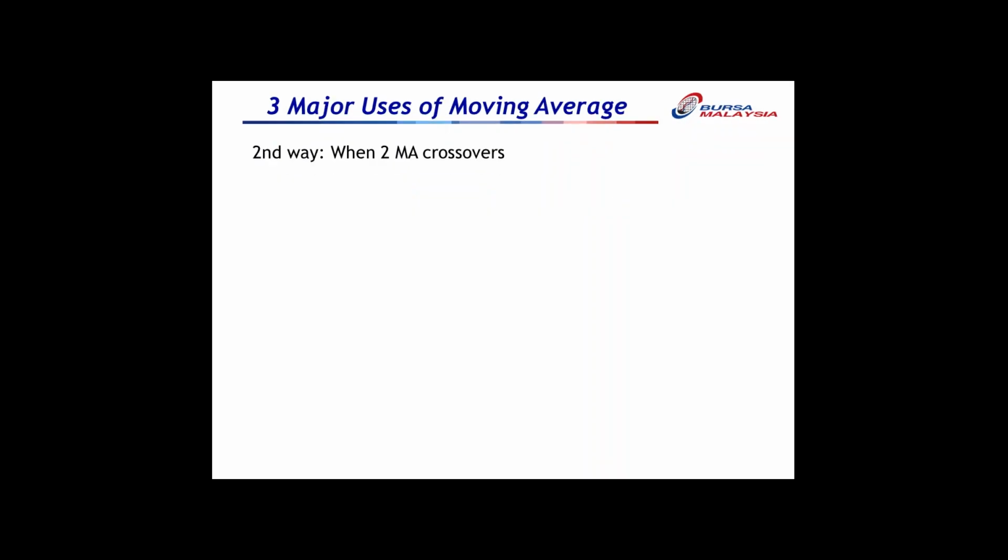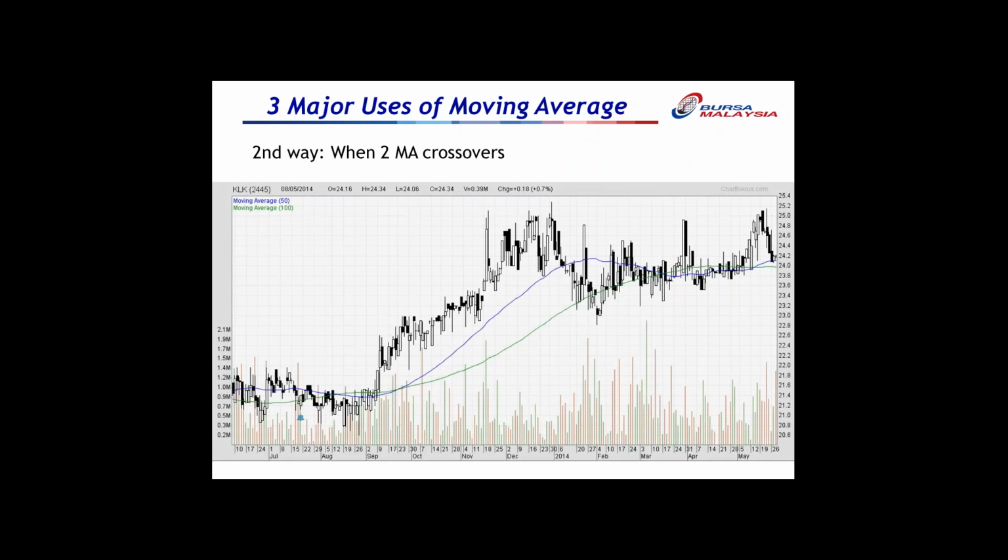And the second way is when the two moving averages cross over. Now in this example, I use two periods. The first period I use is the 50 day moving average. The second period I use is the 100 day moving average. This stock is Kuala Lumpur Kepong, KLK. And if you look at the price, you will notice that when the shorter period, which is the 50 day moving average in this example, crosses over the 100 day moving average from the bottom, it just gives you a bullish signal. So in this case, you identify that the trend would have changed.